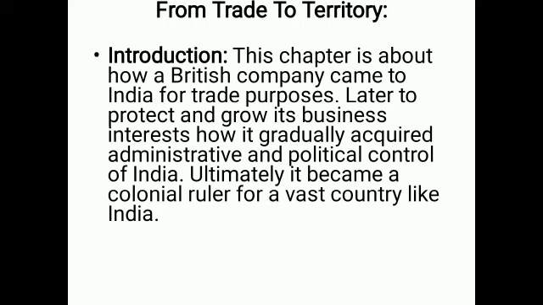Dear children, as you know, the British East India Company came to India for the purpose of trade only. But when they saw such a huge country with a big potential, they took control of the administrative and political powers of India and became the master of India.